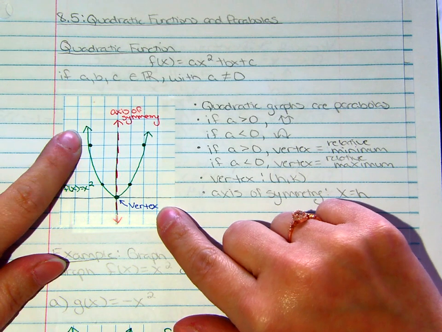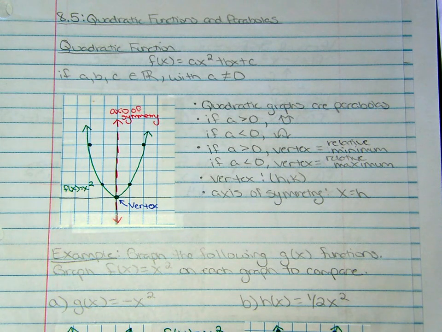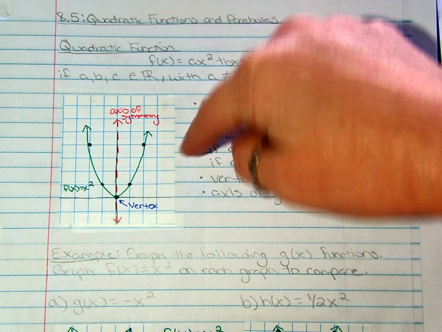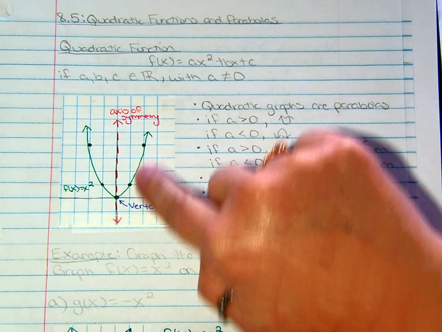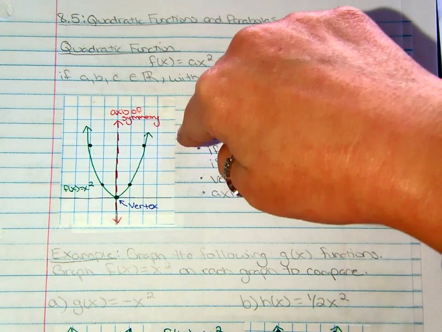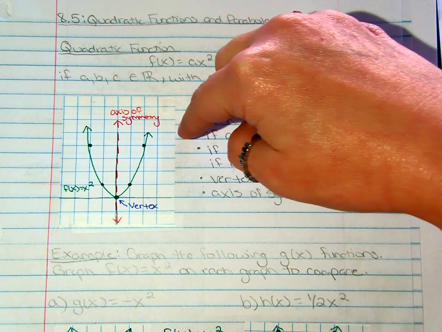The vertex, if you have an upward-shaped U, like we have here in this picture, will always be the lowest point. It's in the middle, and it's the lowest point on the graph. If our graph was shaped the other way, where it was a U facing down, our vertex would be the highest point on our graph.